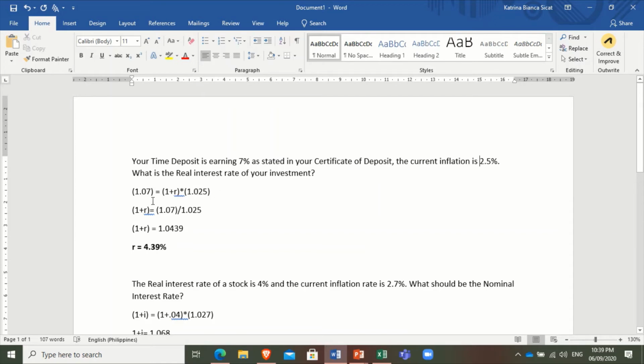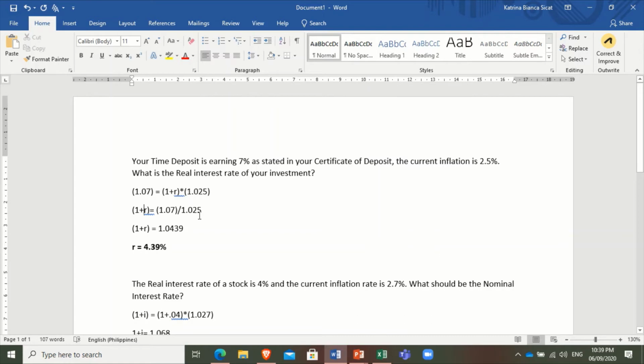So, using algebra operations, we would want 1 plus R to be transferred to our left. So, it remains here because this is our x. This is the missing part of the equation. So, let's work this out, we will transfer this 1.07 to the other side. So, what we will do is divide the 1.07 by 1.025 so that this becomes 0, right? You just put that there.